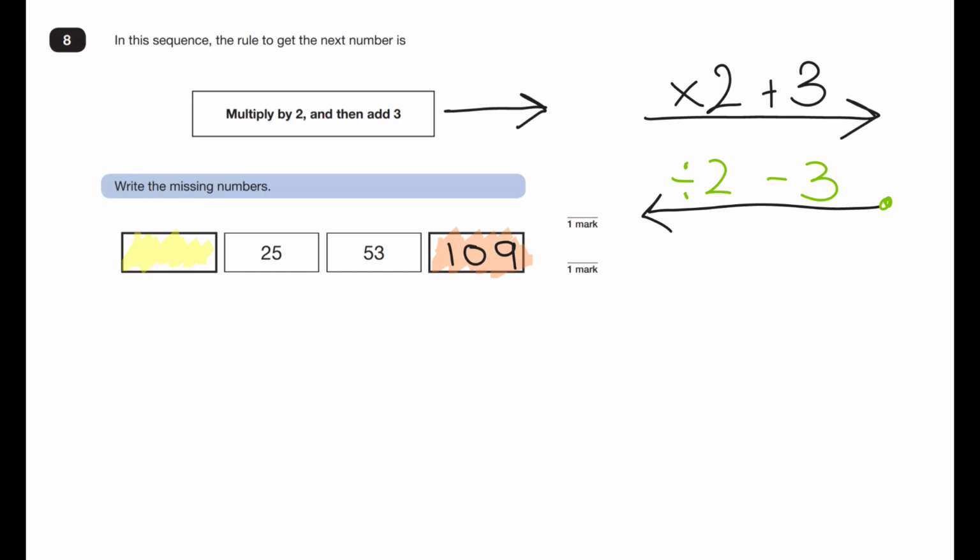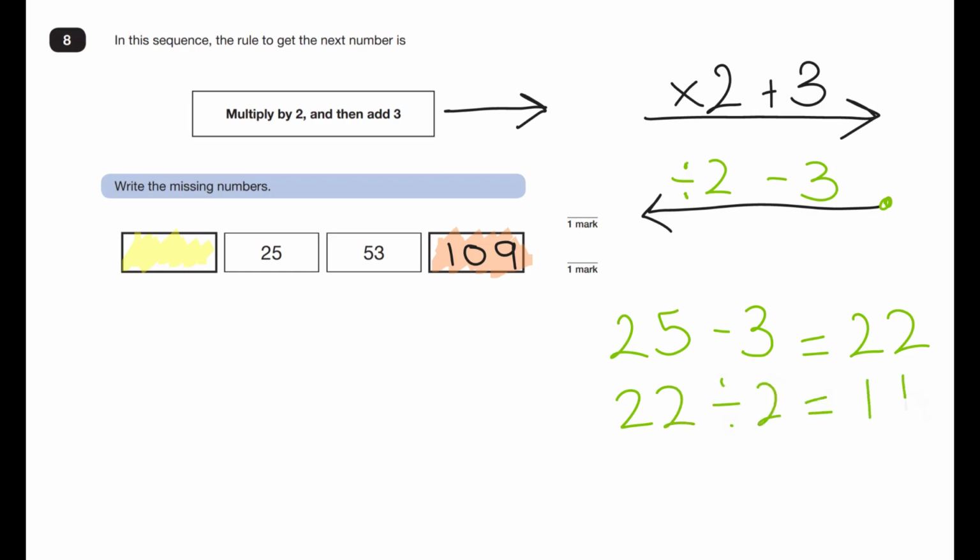So we're going to start with 25 and we're going to subtract 3. That equals 22. And then we're going to do the next part, divide by 2. So we're going to do 22 divide by 2, and that is 11. So that's our answer, but what we can do is check it using the original formula. So 11 times 2 is 22, and 22 plus 3 is 25. So we're happy that that works.